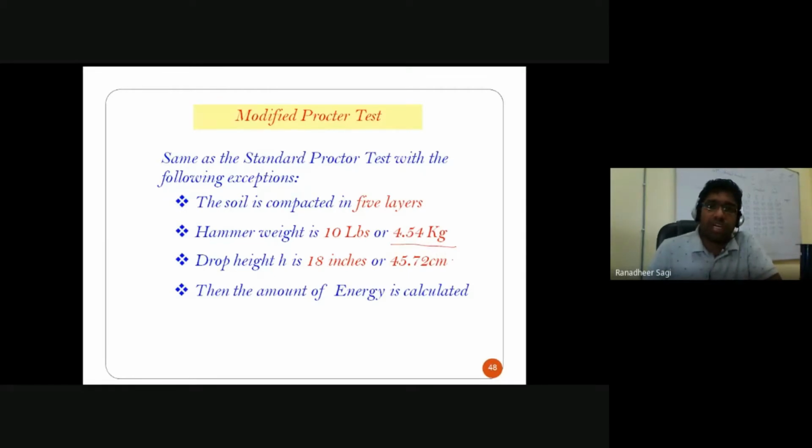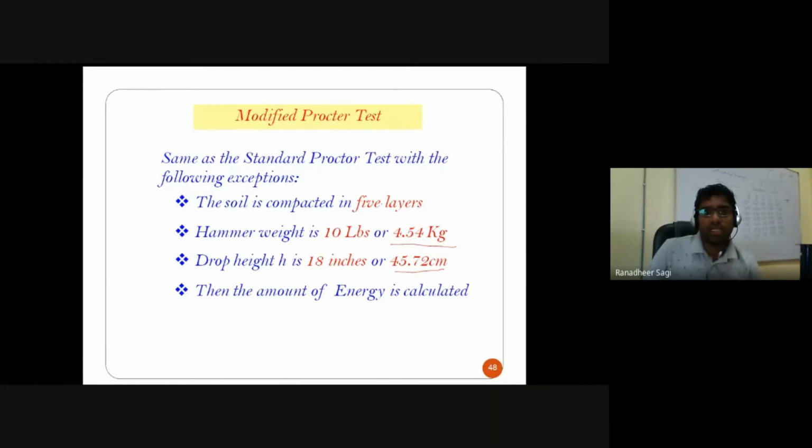In the standard Proctor test, the standard free fall height from where the rammer is dropped is 307 mm, approximately 300 mm. Whereas in the modified Proctor test, the height from where the rammer is dropped to induce compaction in the soil, the free fall height, is 457.2 mm, approximately 457 mm.